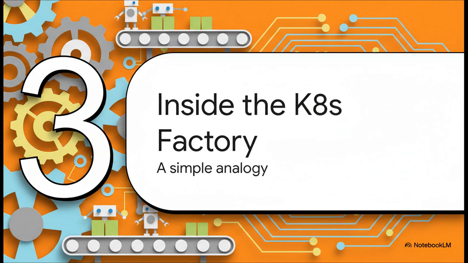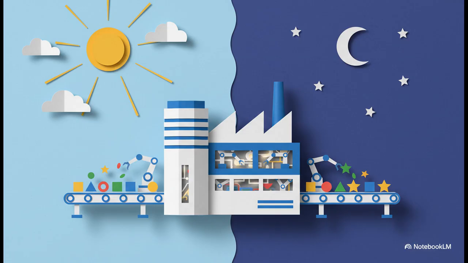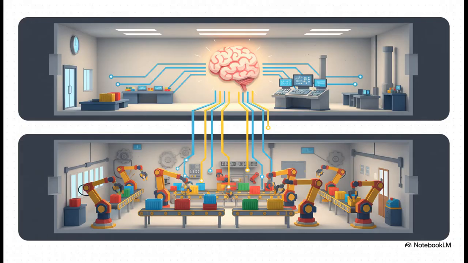Okay, to really get how Kubernetes works without our brains melting from all the technical terms, we're going to use a simple but really powerful analogy. Trust me, this is going to make it all click. I want you to just picture Kubernetes as this incredibly advanced, fully automated factory. And this factory has one job and one job only: to build and run your application 24/7 without any humans needing to get involved. Now, like any good factory, this one has 2 main parts.